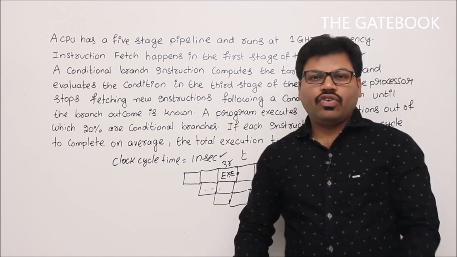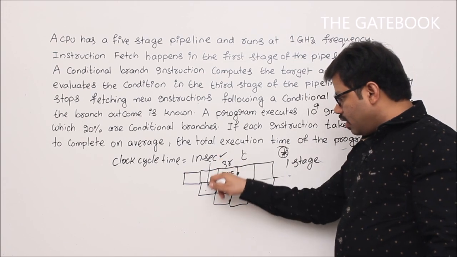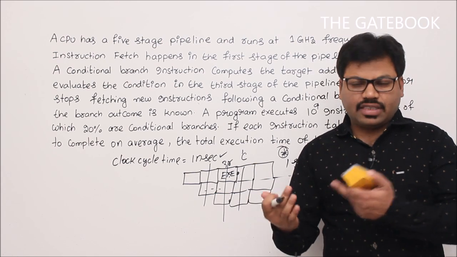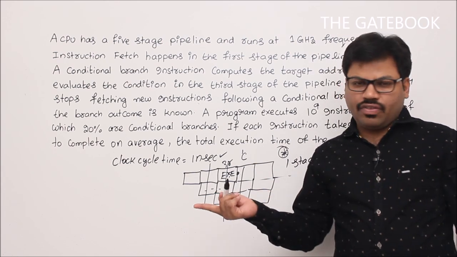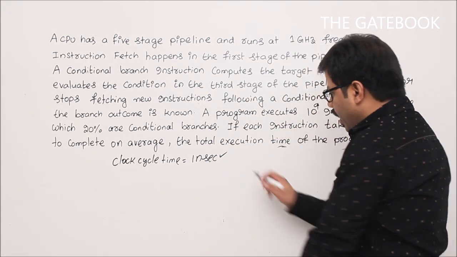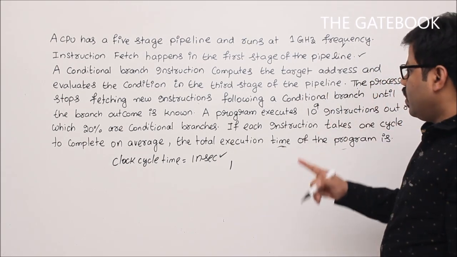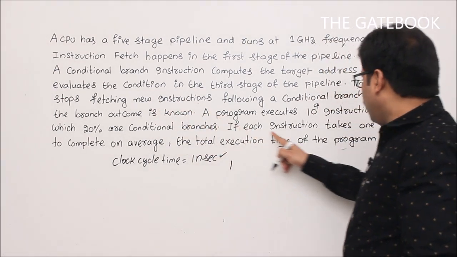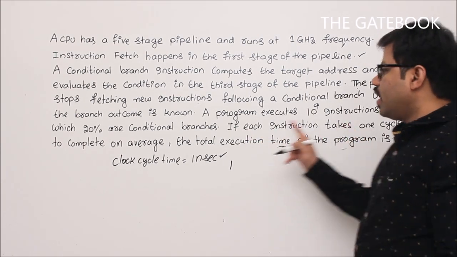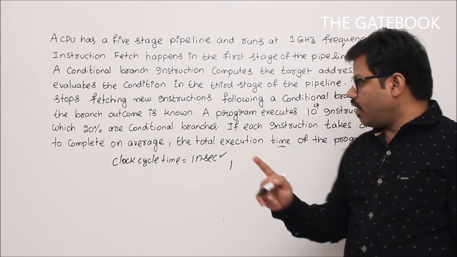Let me emphasize this point. If your pipeline goes in full-fledged, then because we are sharing the stages, for every stage delay we are getting one instruction out. Already we have seen, correct? I can say that in that scenario, for every stage delay, here what is the stage delay? Did they mention anything? We will see. So if you see this one, he has clearly mentioned that if each instruction takes one cycle time, each instruction takes one cycle to complete on average.